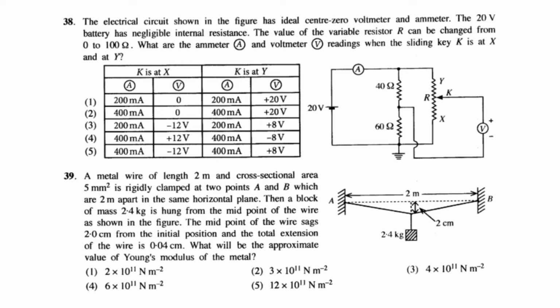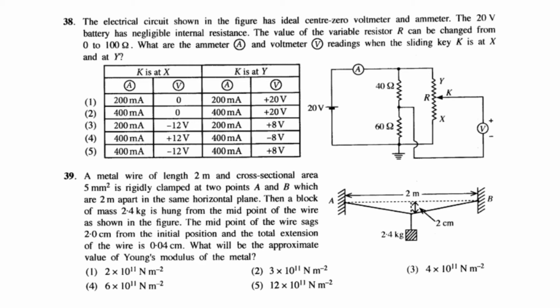The total is 2 times T cos theta. That must be equal to mg for the equilibrium. That is 2T cos theta equal mg. Then 2T cos theta equal m is 2.4 into 10. T cos theta is 12.